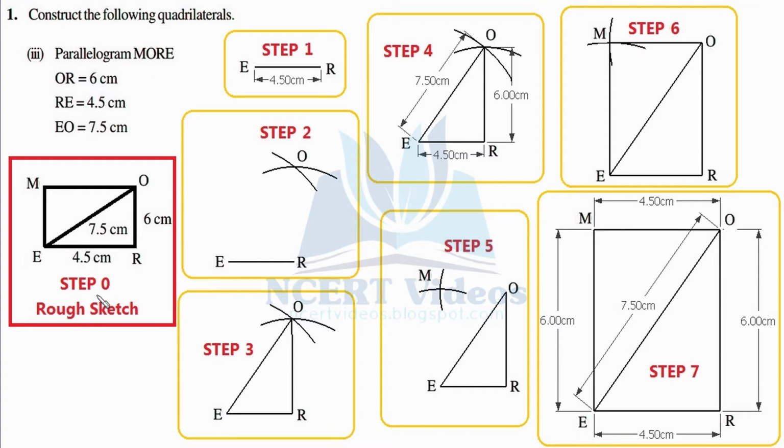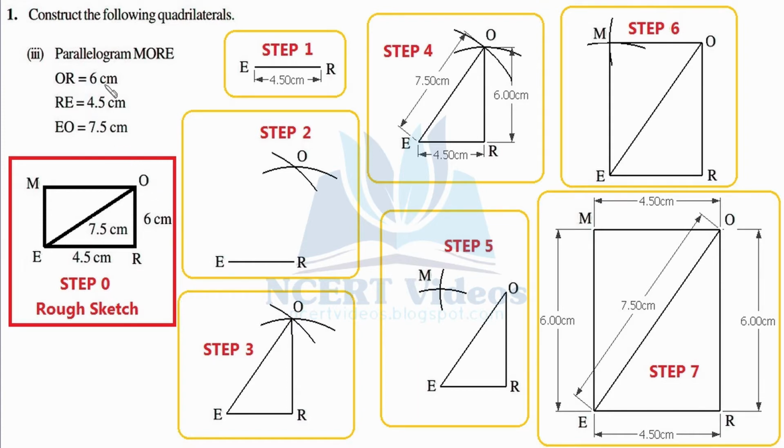So step number 0 is our rough sketch representation. Let's first try to construct one of the sides, that is RE equal to 4.5 cm. We took our ruler and a pencil and drew line segment ER equal to 4.5 cm. It is a rough sketch, we are not taking actual measurements, just an idea. If we observe here, we have RE and it is in the clockwise direction. Therefore, O must be here, followed by M at this place. So if we have O over here, we need to find line segment OR.